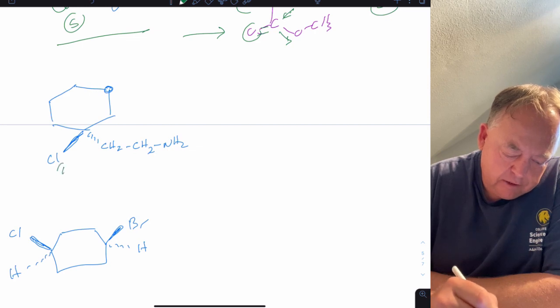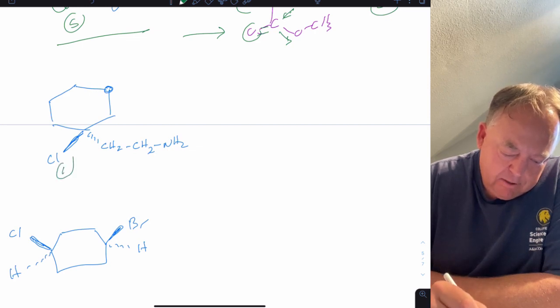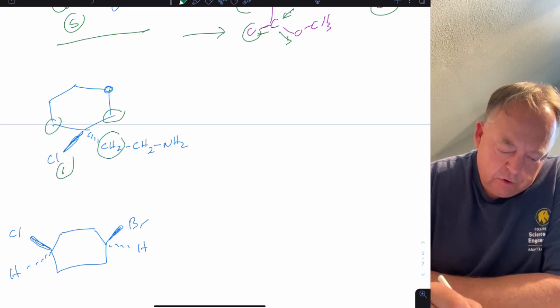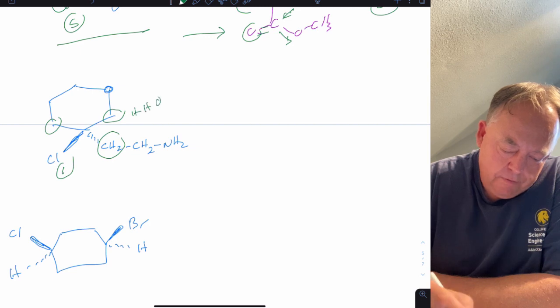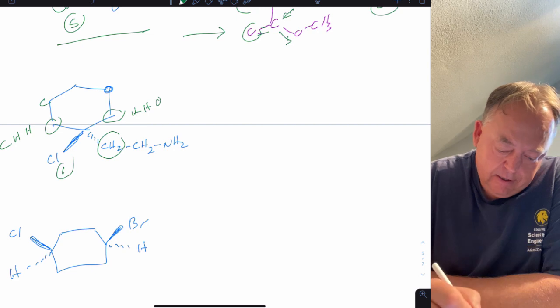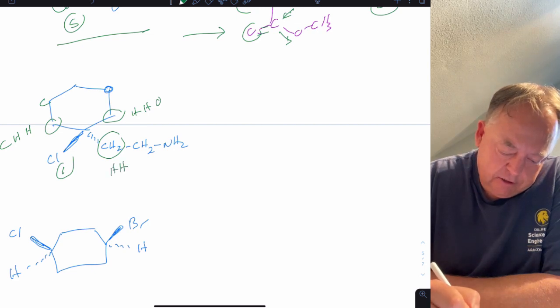So chlorine's going to be priority 1. And then we go to a CH2 and a CH2 and a CH2, that's the same. So from this one we go to H, H, and O. From this carbon we go to H, H, and C. And from this one we go to H, H, and C. So this is definitely number 2.